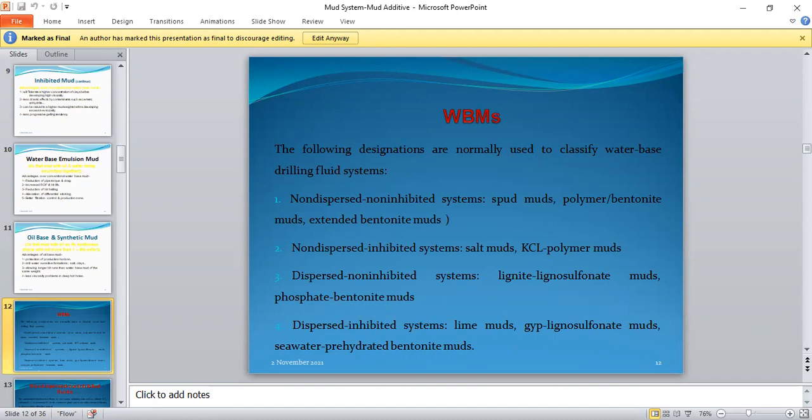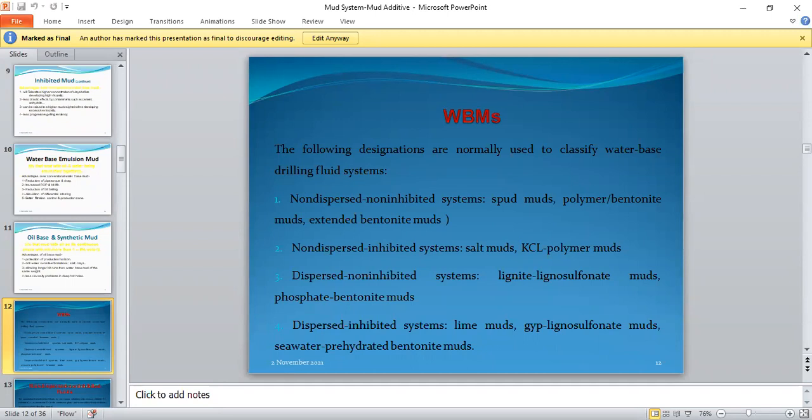So, first of all, we have non-dispersed, non-inhibited systems. Those ones are very simple mud systems. If you look among the list, you see spud muds. Like I said, spud muds are mud that you use to start drilling. From spud mud, you go to polymer bentonite system. You go to extended bentonite mud, where you add more other chemicals to it.